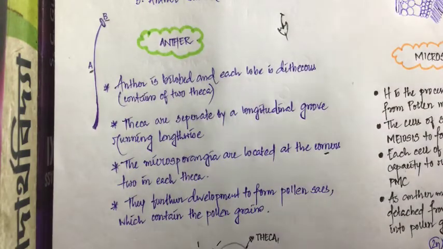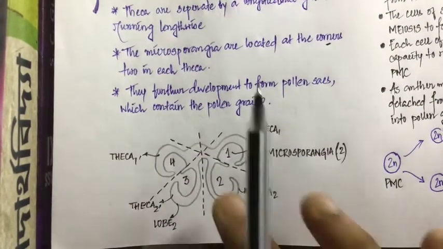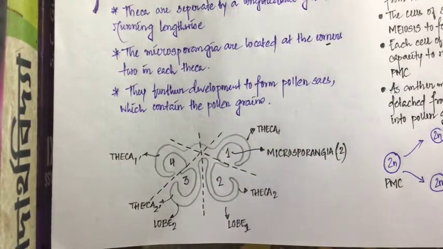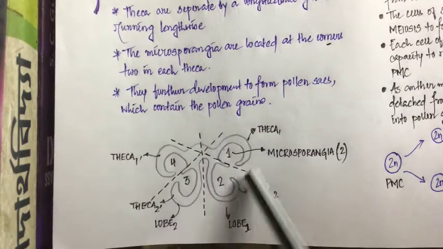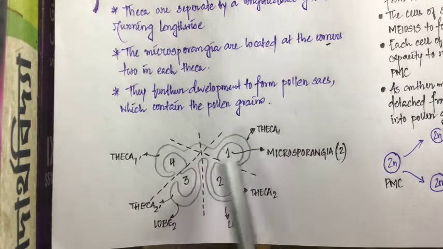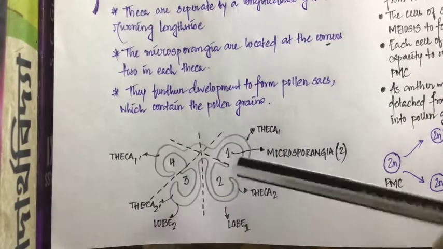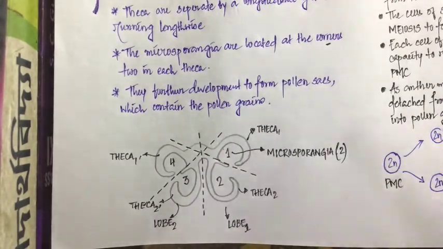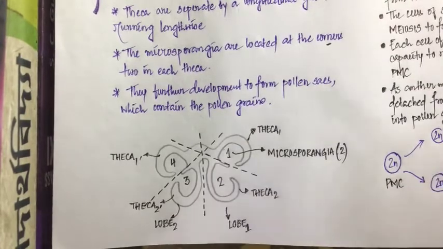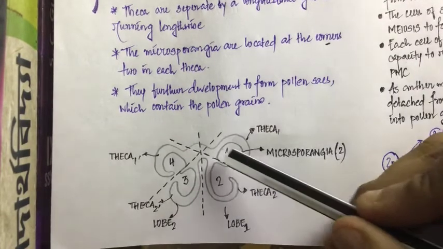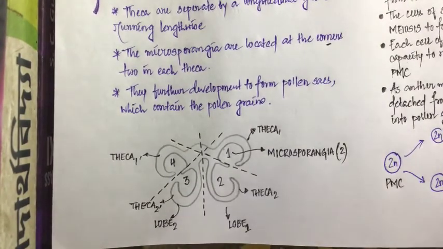So let us revise it once again. Anther is a bilobed structure. See this diagram and I will dictate what is written here, so it will be easier for you to understand. Each anther contains 2 lobes, 1 lobe, 2 lobes. Each lobe contains 2 theca, 1 theca, 2 theca. Similarly here also 1 theca, 2 theca. They are separated by a longitudinal groove. They are not separated from each other totally. They have a gap between them. That is why we say that they are separated by a longitudinal groove.